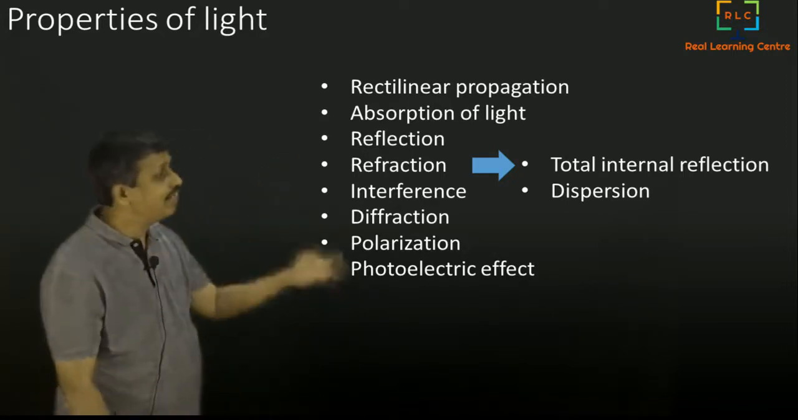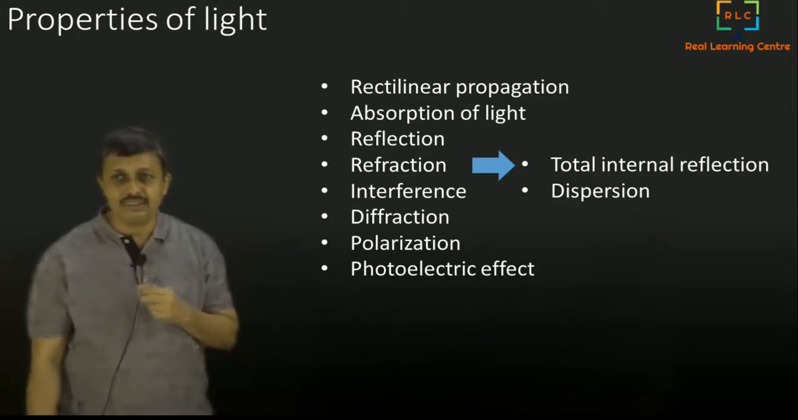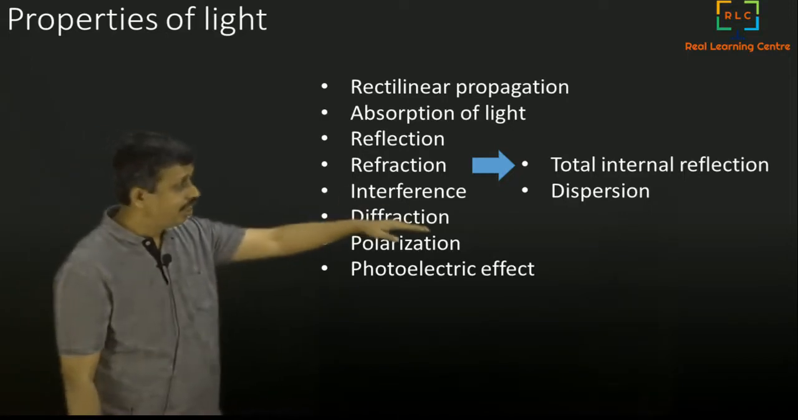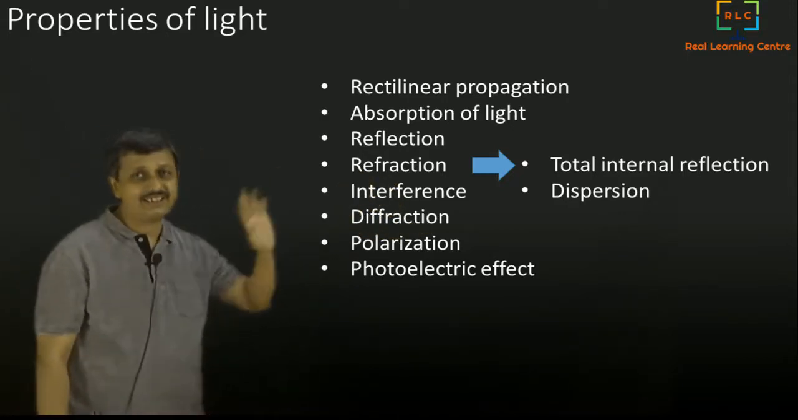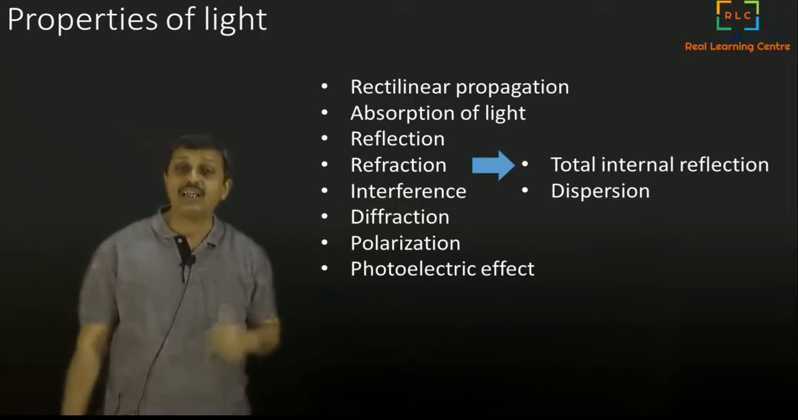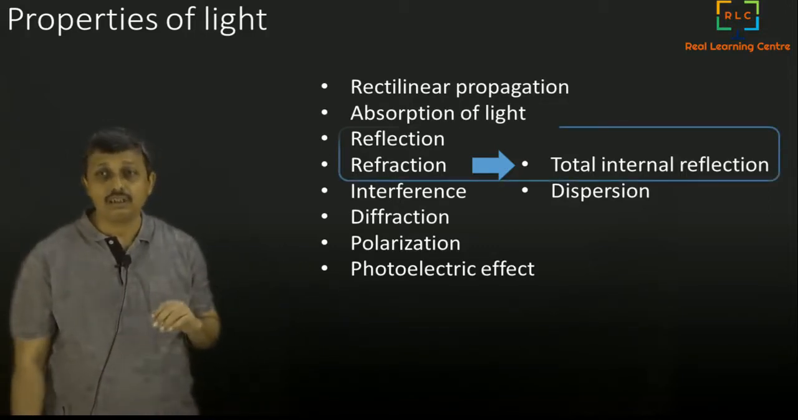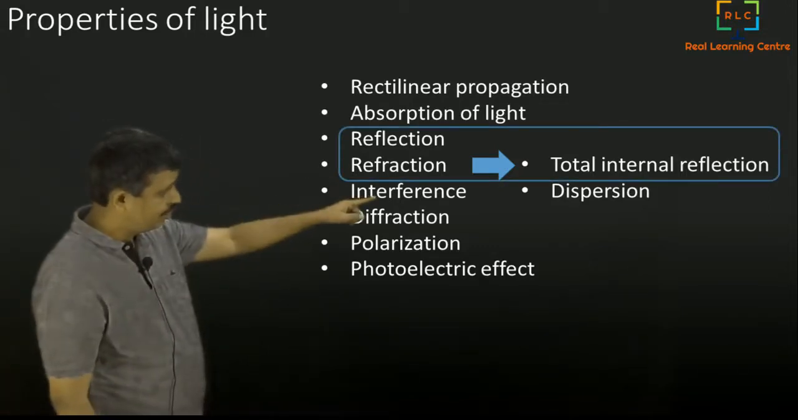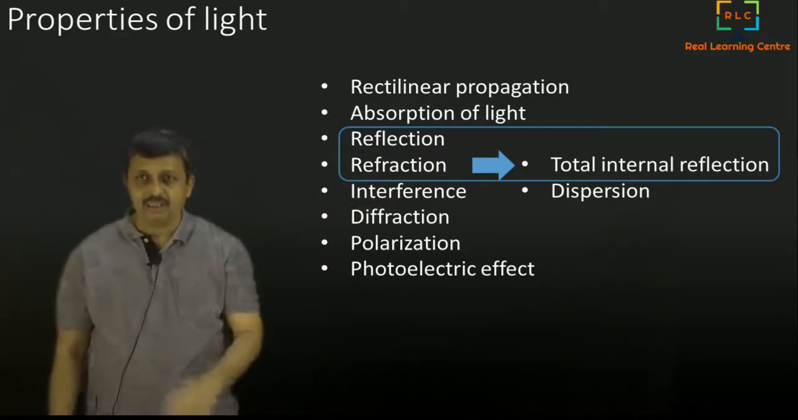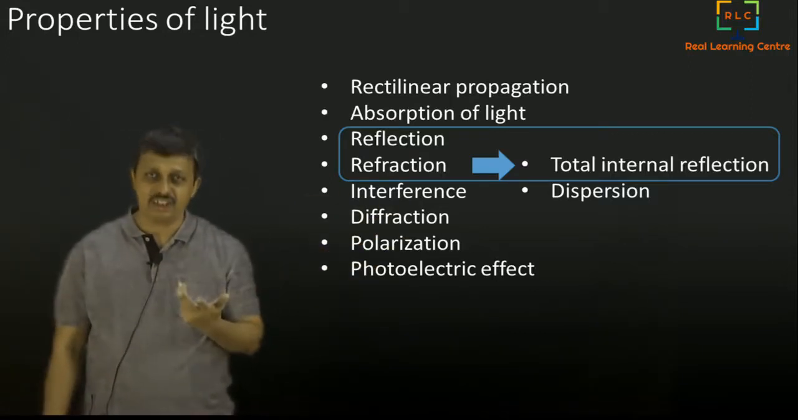Once we know these things very well, the other things can be understood using them. For example, total internal reflection and dispersion are both an outcome of refraction itself. If you study and understand refraction well, you will understand the other two things. So in this first session, we will concentrate only on reflection, refraction, and total internal reflection. These are the three things we will understand in this session. Moving forward, we'll understand dispersion and interference in the next sessions.